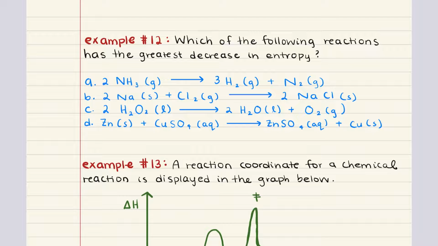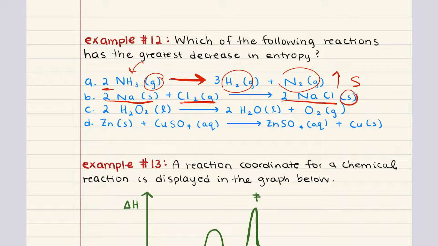Now for the first reaction, we're going from ammonia, which is a gas, 2 moles of ammonia, to 3 moles of hydrogen gas and 1 mole of nitrogen gas. So we're still going from gas to gas, and we're actually producing more moles of gas. So this is going to be an increase in entropy. That's not what we're looking for. Now for B, we have 2 moles of solid sodium, plus a gas, chlorine gas, and we produce 2 moles of sodium chloride, which is a solid. Now we're going from solid to solid here, and we're losing this gas. So this is going to be a decrease in entropy.